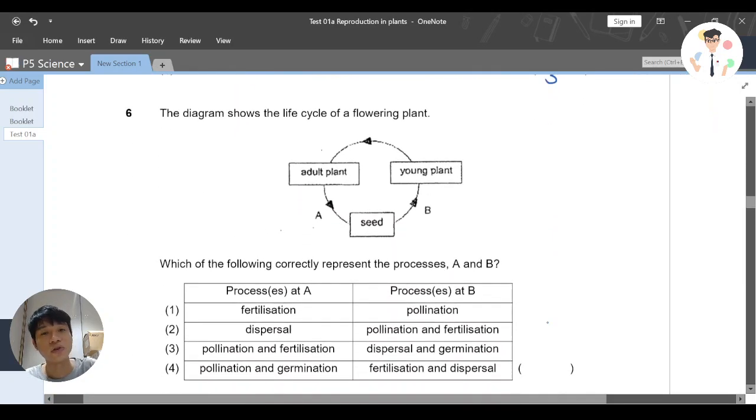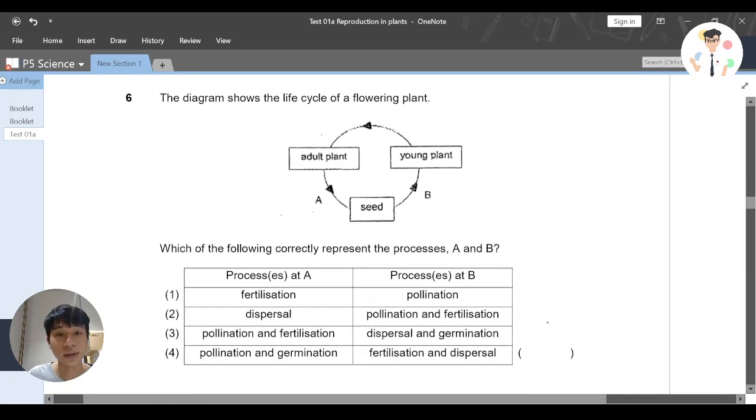Let's move on. The diagram shows the life cycle of a flowering plant. As you can see, adult plant goes to seed, seed goes to young plant. So from adult plant to seed, what happens here? This is what we need to find out. And from seed to young plant, what happens here? Again, adult to seed: when there's an adult plant, it means you actually have a flower like this, right? Then it becomes seed. What actually happens in between?